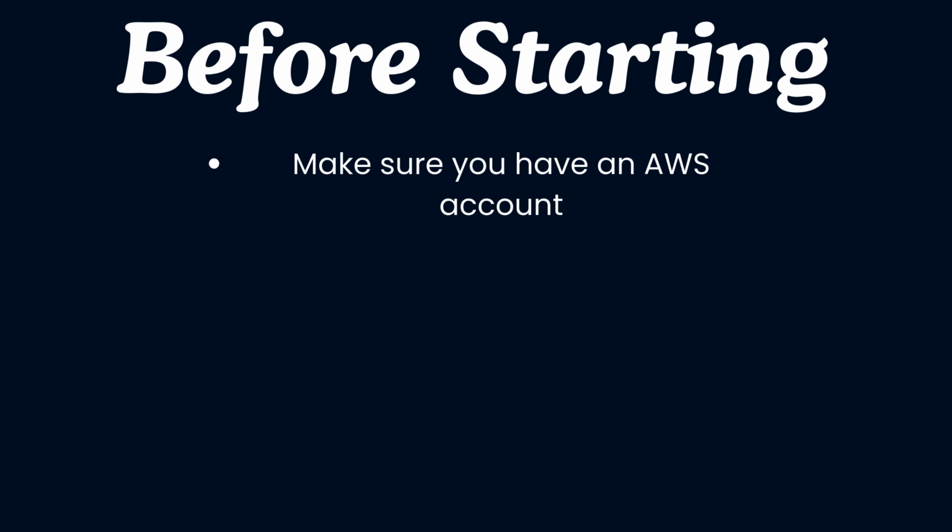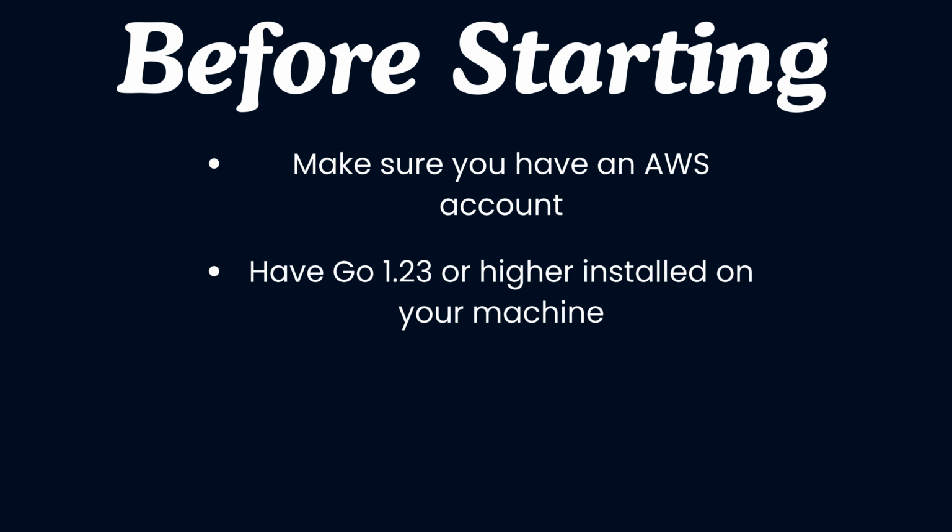Before we start, there are just some things we need to make sure of before using the SDK. Obviously, you need to have an AWS account before you can use the SDK. And you also need to have Go version 1.23 or higher installed on your machine, since that's the minimum version required by the SDK.